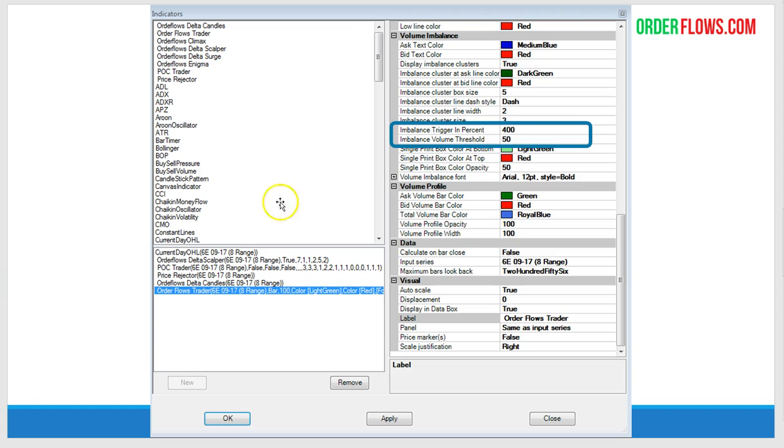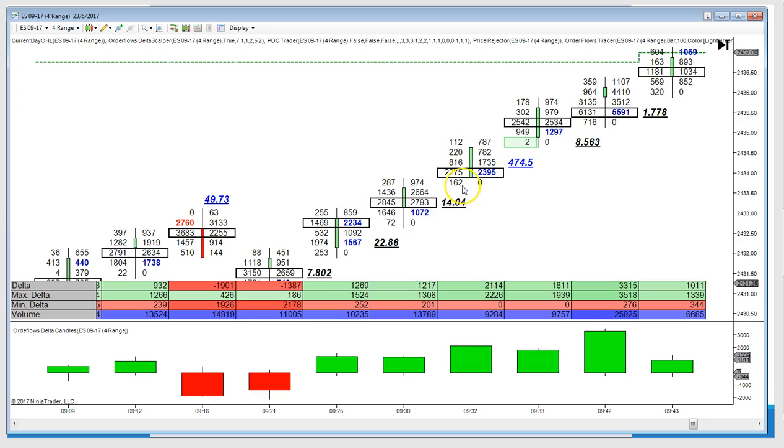And just really quick, another thing is this imbalance trigger in percent, 400. Okay, it's 400%. So for the imbalance to show up, it has to be a ratio of 4:1. So 162 against 23.95 right here in this bar. That's an imbalance of more than 4:1, 400%. 72 against 1072, 532 against 2234. This one's very close.